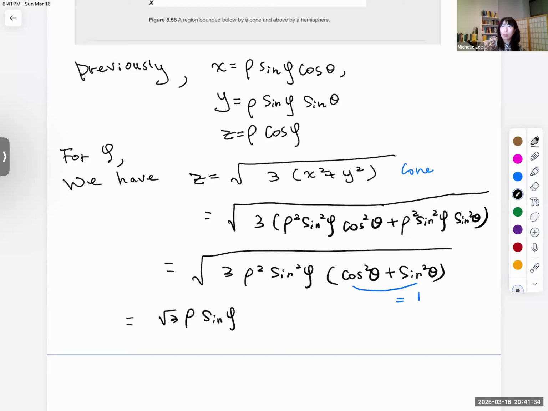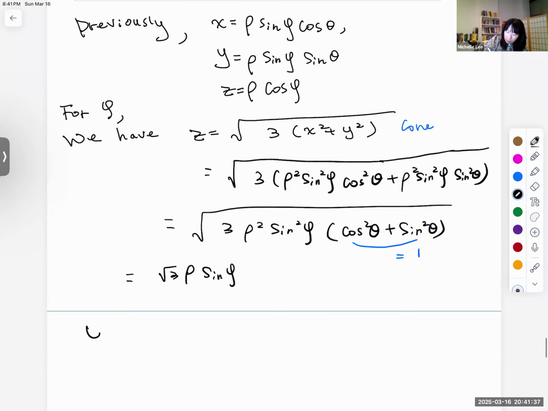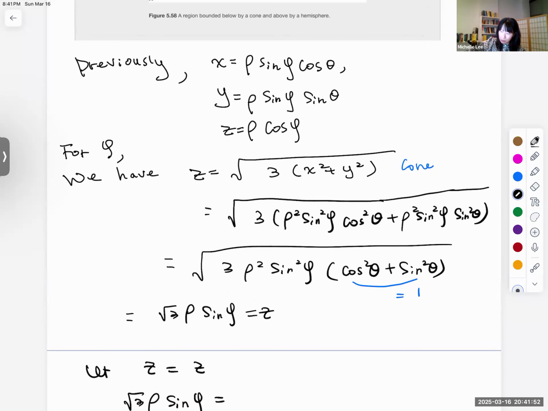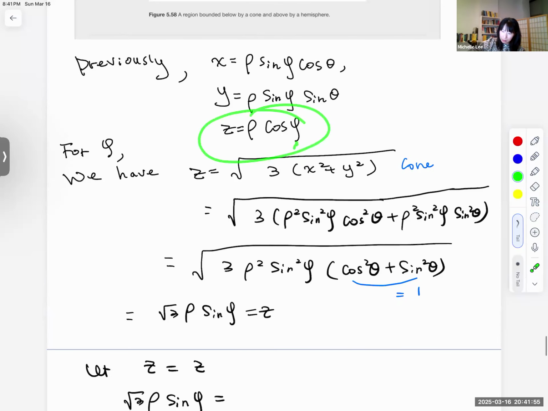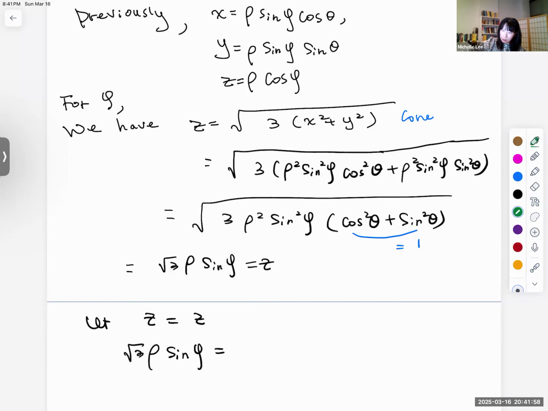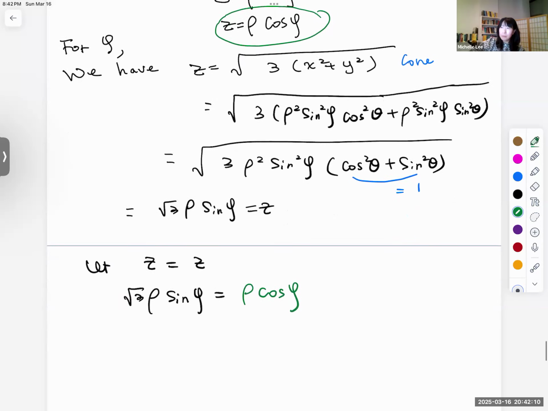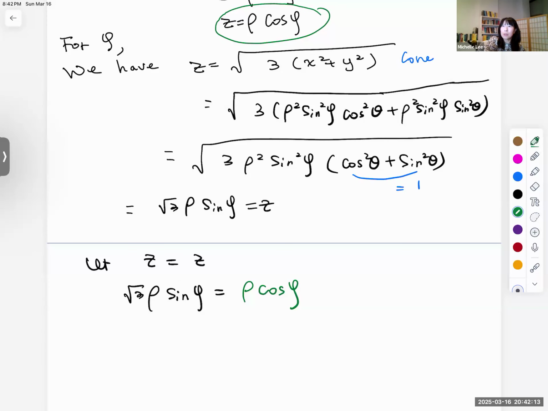Okay. Now, we have used this technique before, so let z equal to z. So we have z equal to square root of 3 rho sine phi, and z is also rho cosine phi. So we are using this z here. Okay, now we want to solve for phi.